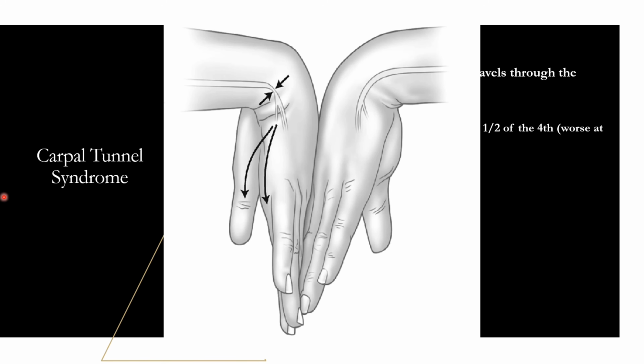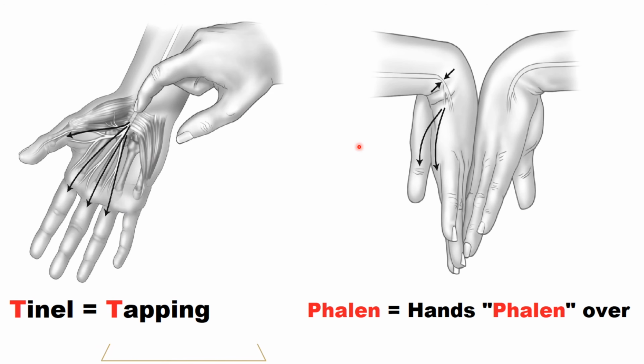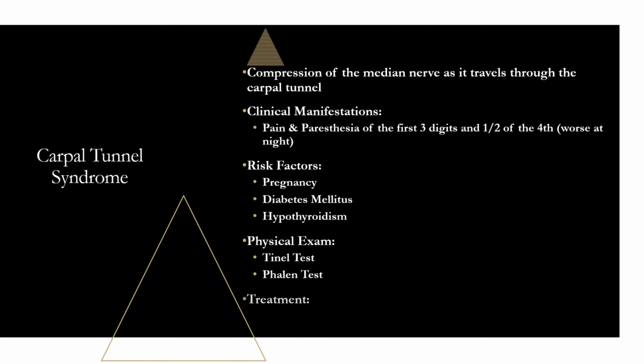The way that I used to remember this is that this basically looks like the hands have fallen over. They just look like they're flopped down. Phelan kind of looks like you could pronounce it as fallen. So instead of saying Phelan test, I just used to remember fallen test, because the hands look like they've flopped over. So again, remember Tinel equals tapping. The T in Tinel stands for tapping, because you tap, tap, tap right here. And then Phelan, hands have fallen over, because that's exactly what it looks like. That's how I used to remember the tests and what they involve.